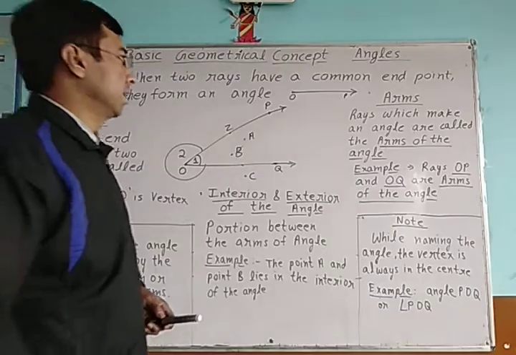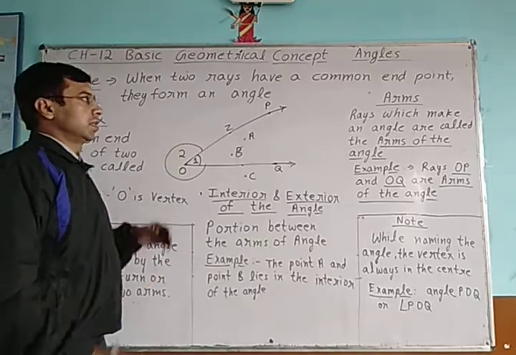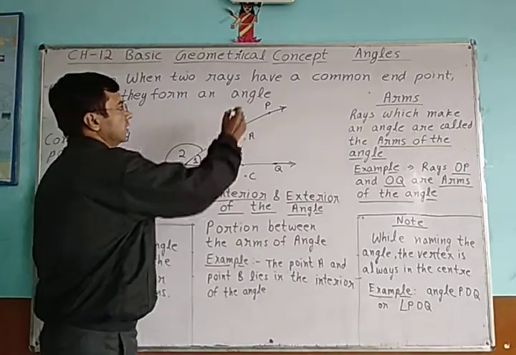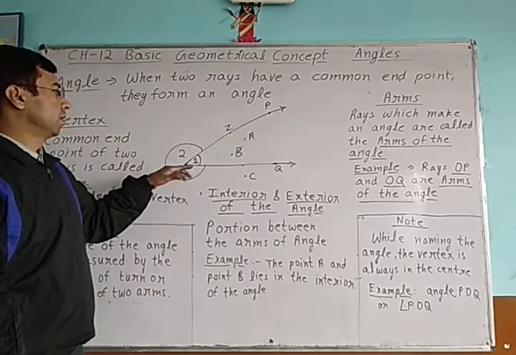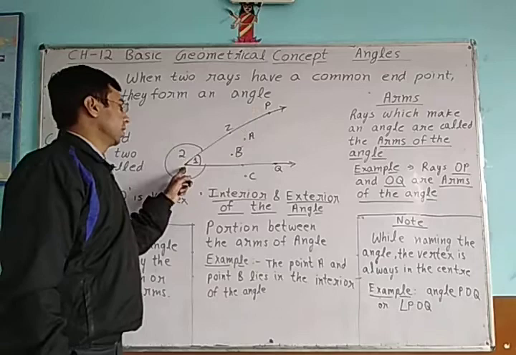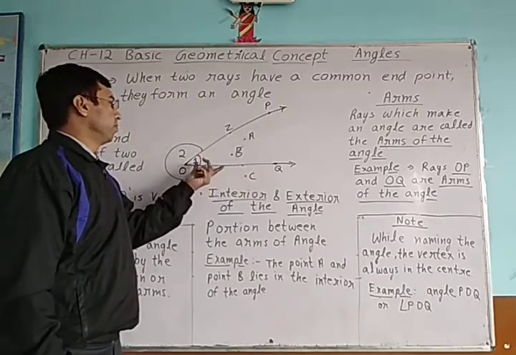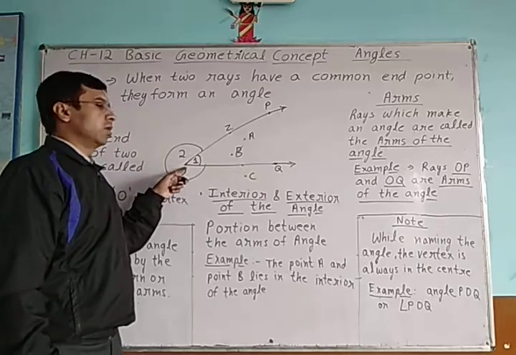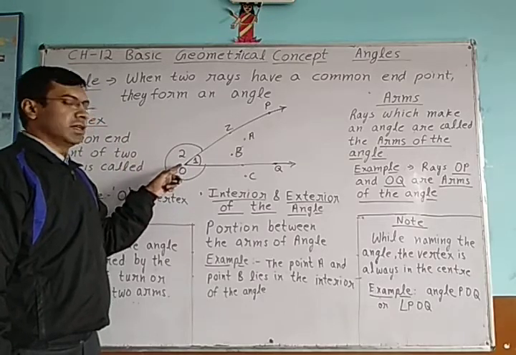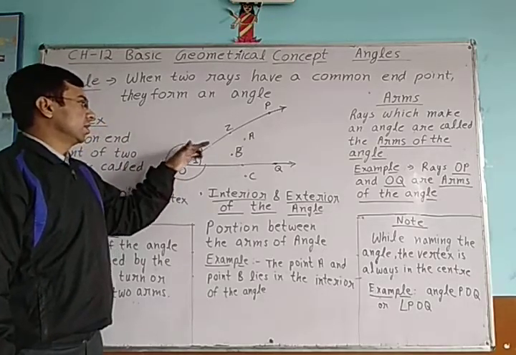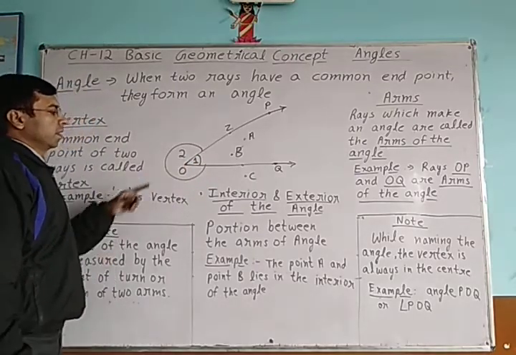Now what is angle? When two rays have a common end point, they form an angle. See this example. Ray OP and ray OQ meet at one point. This point is the common end point, clear? And ray OP and ray OQ form an angle, clear?